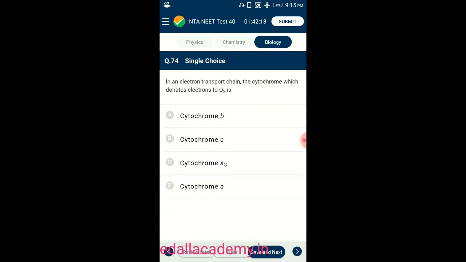Question number 74. In an electron transport chain, the cytochrome which donates electrons to oxygen is cytochrome a3, the terminal cytochrome of the electron transport chain. It has Fe3+ and Cu2+ both. With Fe, it picks up electrons and through copper, it passes electrons to oxygen. So the correct option is option C, cytochrome a3. In an electron transport chain, cytochrome a3 donates electrons to oxygen.